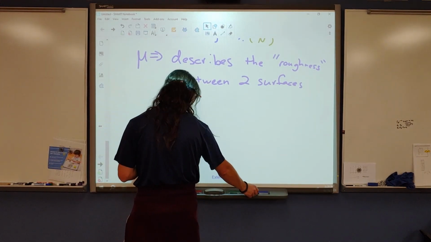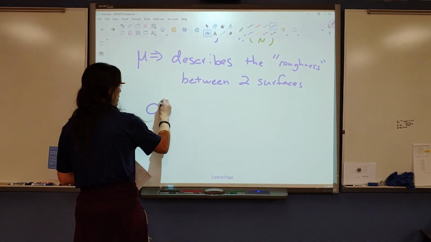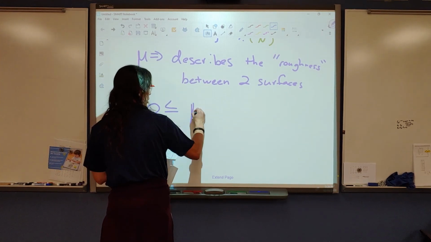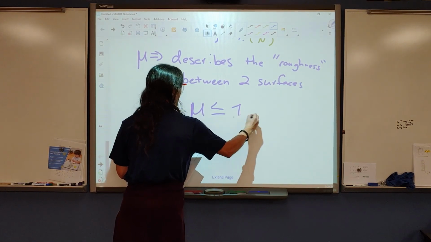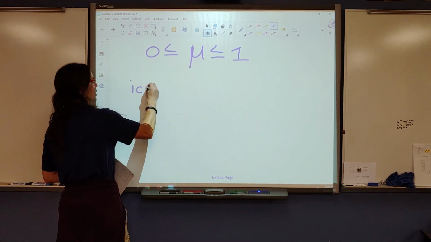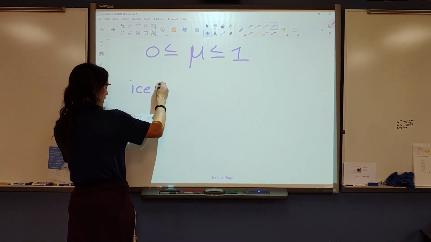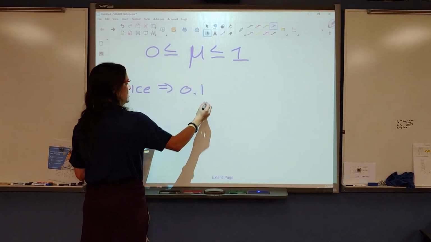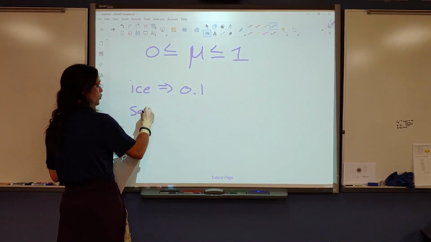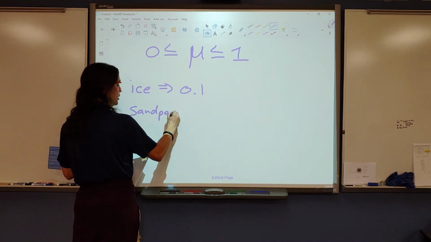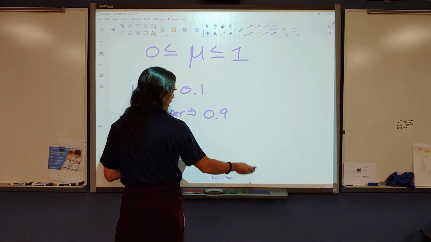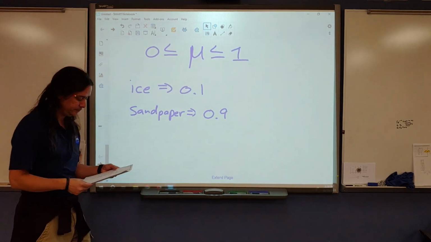Okay, the regular range for the coefficient of friction is usually greater than or equal to 0, and here's mu, and it's usually less than or equal to 1. So if you have something that's super slick, like something on ice, ice might have a coefficient of friction that's close to maybe 0.1. Might be nice and slick. If you have something that's really rough, or has a lot of friction based on its surface, like sandpaper, you might have a value more like 0.9.